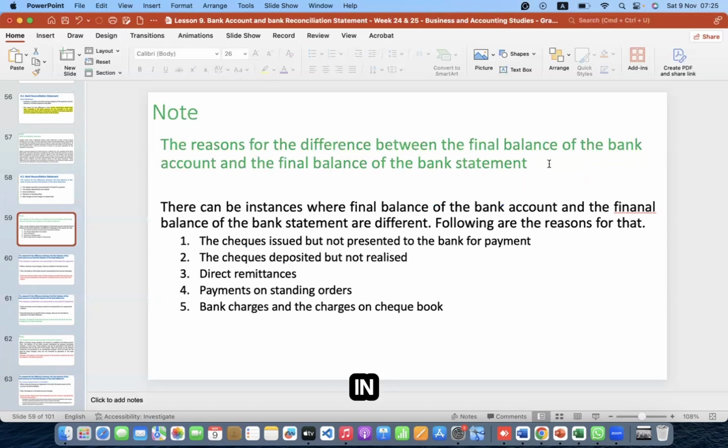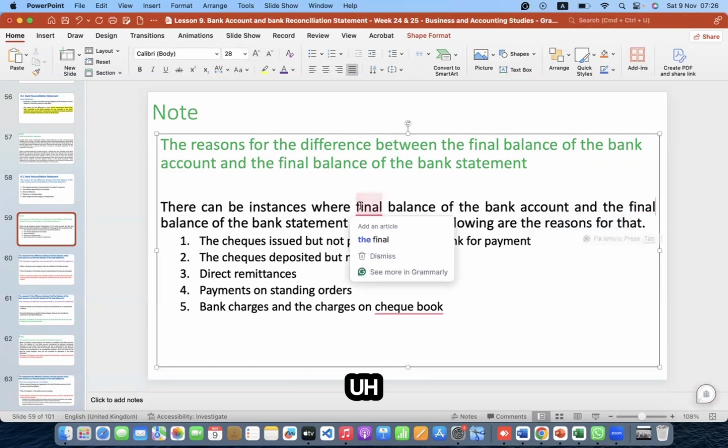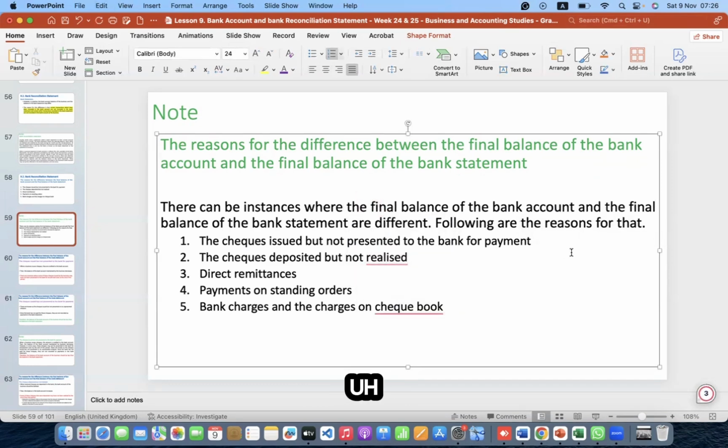So you can put a heading, the reasons for the difference between the final balance of the bank account and the final balance of the bank statement, and start writing this. There can be instances where the final balances of the bank account and the bank statement are different. Following are the reasons for that. The checks issued but not presented to the bank for payment, the checks deposited but not realized, direct remittances, payment on standing orders, bank charges, and charges on checkbooks. So these are the main reasons.